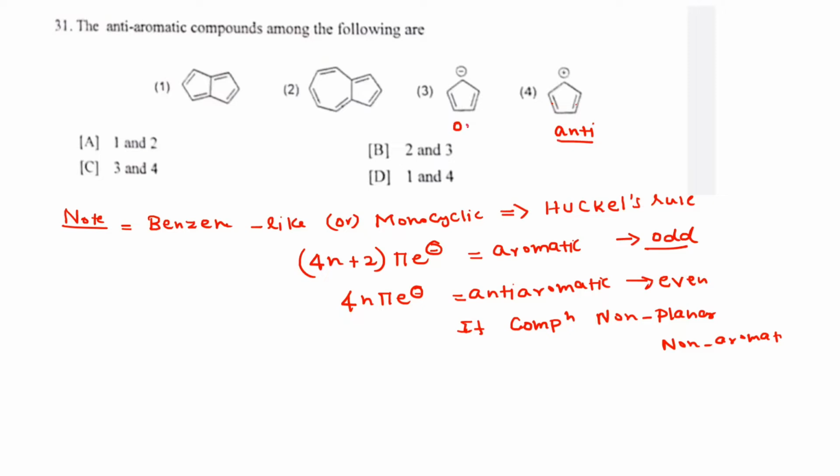This one is an odd number. Why odd? Because a lone pair is also considered a pi bond, as it is involved in resonance. Therefore 2 pi bonds plus 1 lone pair, total 3, which is an odd number. Therefore it is aromatic. Option B is cut and option C is cut, then go for option 4. Option A, D is correct.